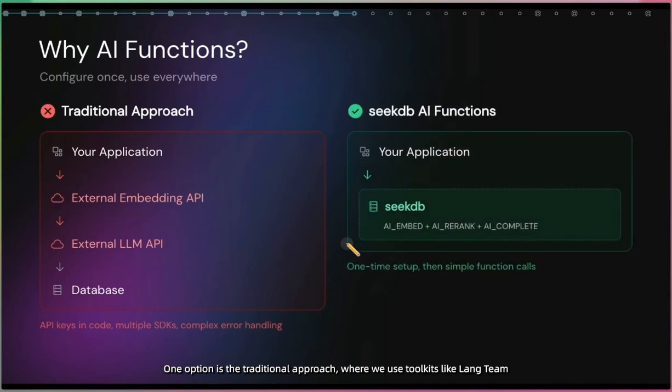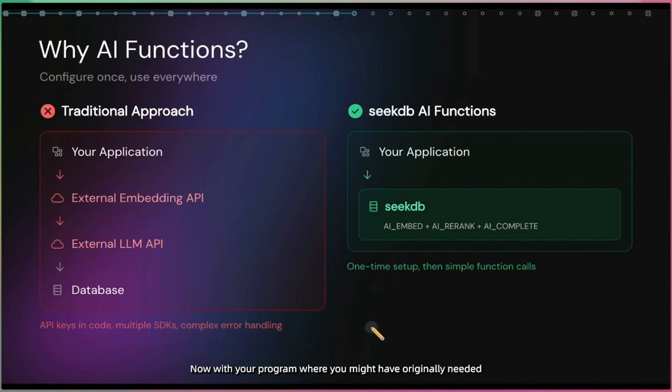One option is the traditional approach, where we use toolkits like LangChain to connect everything together. But now actually we have another choice. We have databases with built-in AI capabilities. That means we can use the AI features built into the database, especially the way they're packaged in the SDK, to do this. We can use it to complete the entire ranking process, including embedding, ranking, and answering questions. It's all possible now. So this is actually a really imaginative and promising change.